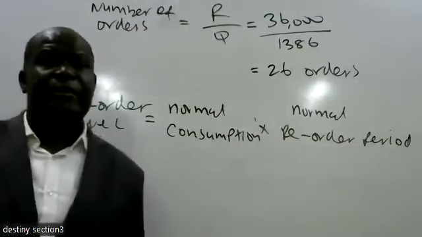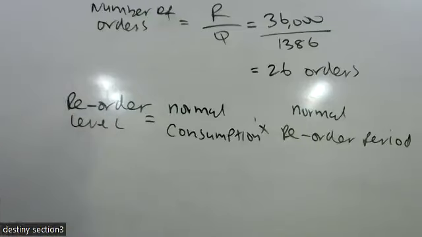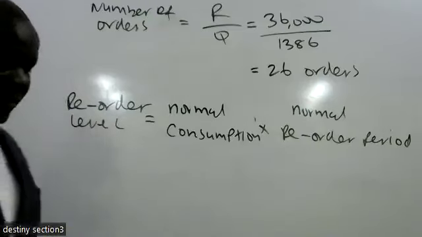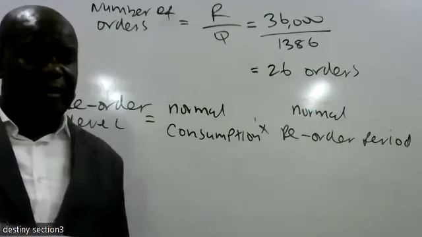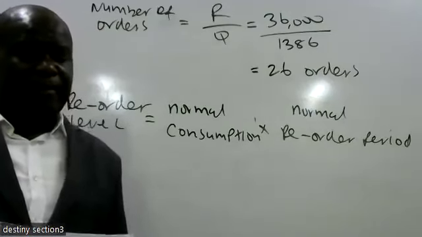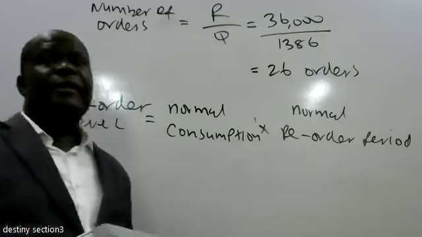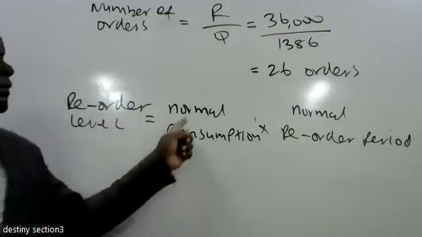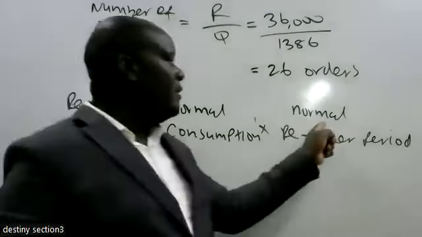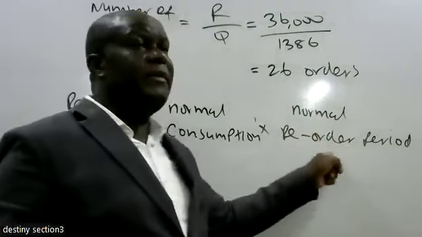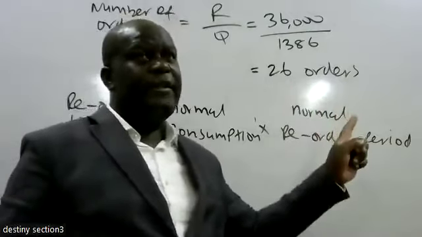Normal is the same as the average. So lead time is the reorder period. It was given in terms of days. You see that note number 6. The lead time was given in terms of what? Days. So we shall also be calculating normal consumption per day, because the reorder period is the same as the lead time, and it is given in terms of days.